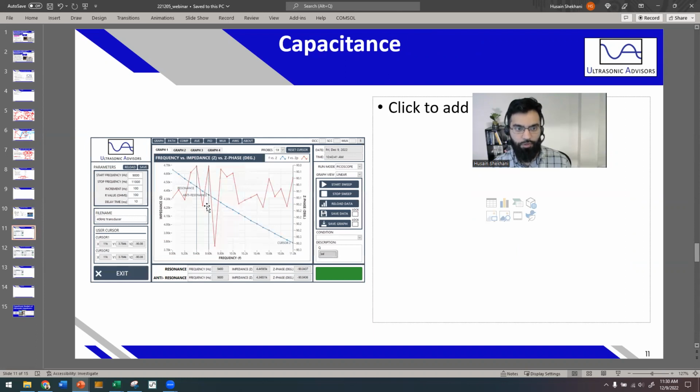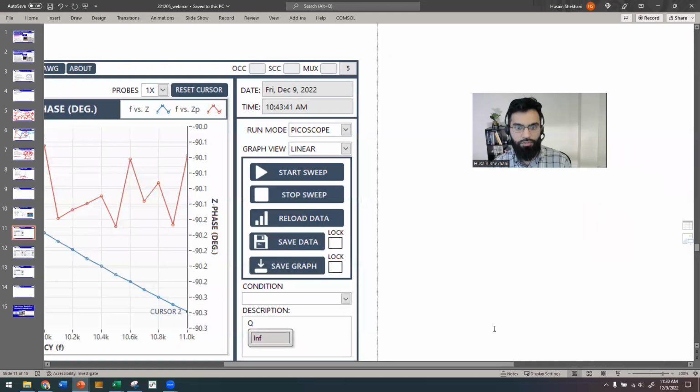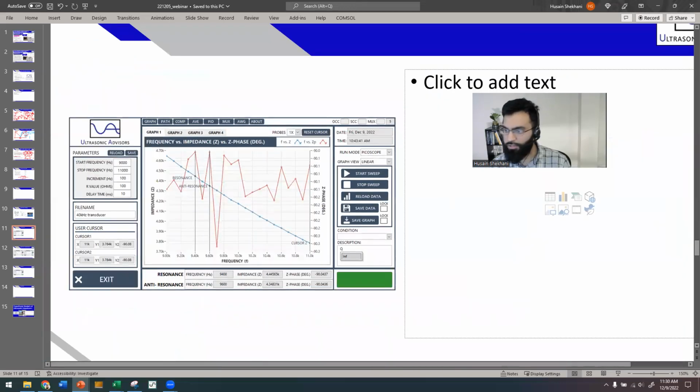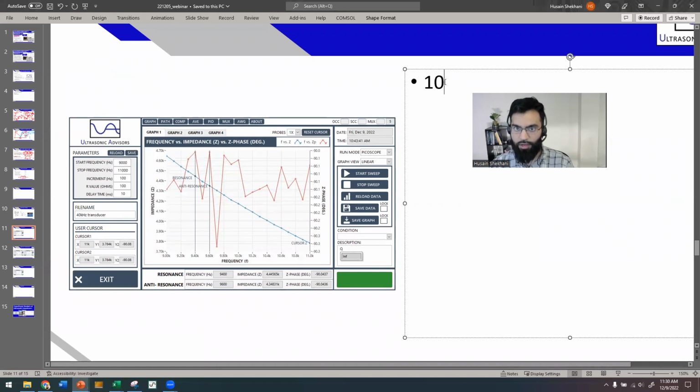So first we want to measure capacitance. You can use the capacitance meter like I mentioned last time, or as you see here, I just sweep frequency from 9,000 to 11,000 hertz, and you can then calculate the resonance impedance. So at 10,000 hertz, we have 4160 ohms for the resistance.